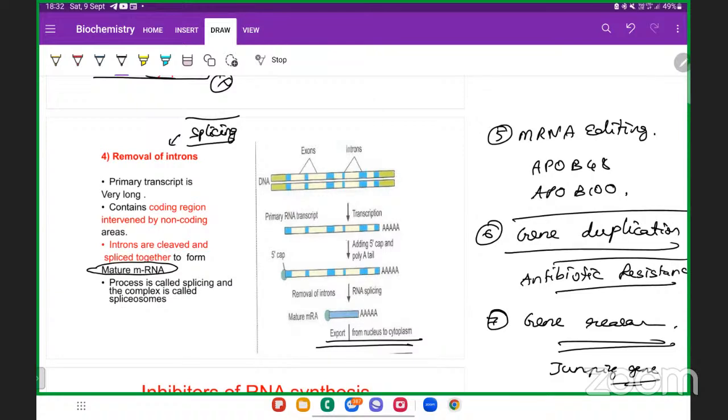I told you, why do you remove the introns? Why do you add the 5 cap? You add the 5 cap to provide stability. Why do you add the 3 polyadenyl tail? In order to protect the RNA from the action of exonuclease. And this adenylated tail will help the RNA pass from the nucleus into the cytoplasm. It has to go into the cytoplasm to continue translation, and because of that you have this polyadenylated tail.